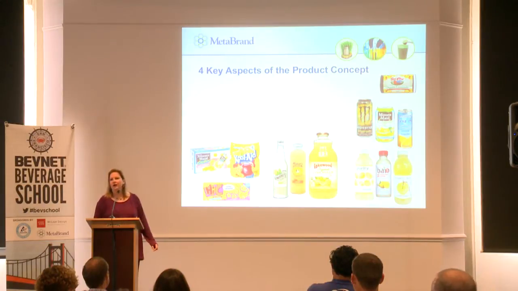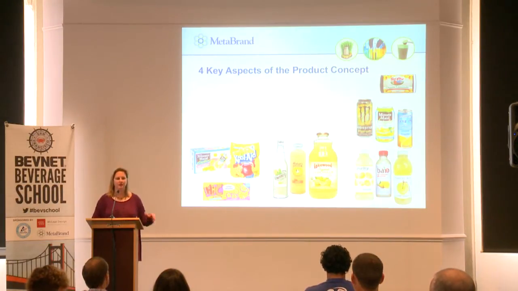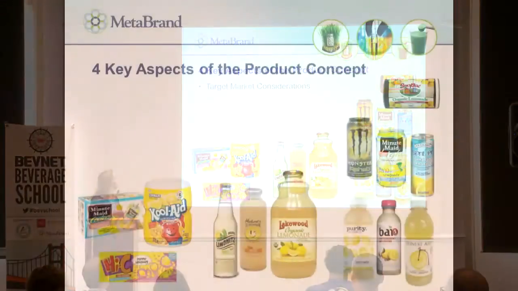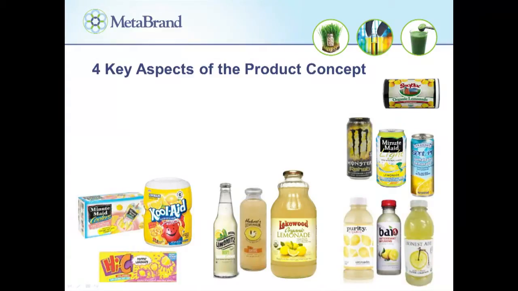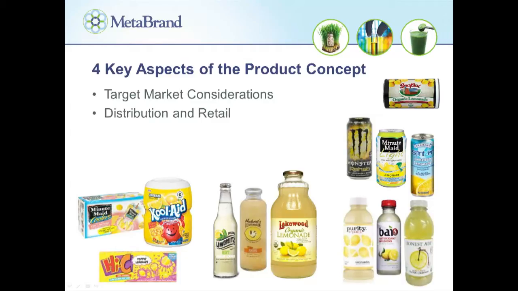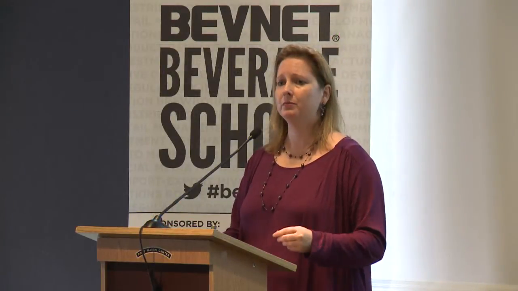So there are four key concepts I see that you need to set up for developing your product. This has already been mentioned, and I hound this in as many times as we can: who's your target market? What are some considerations of who's going to be consuming this product? Distribution and retail. Where are you going to be selling this? Is this going to be shelf stable, sitting on the shelves? Is this refrigerated? Will this be going into restaurants? Are you going into food service? Those are critical to determine up front before you start formulating.